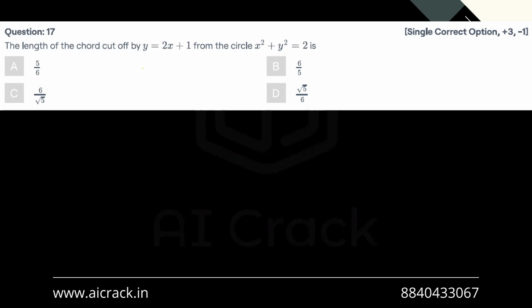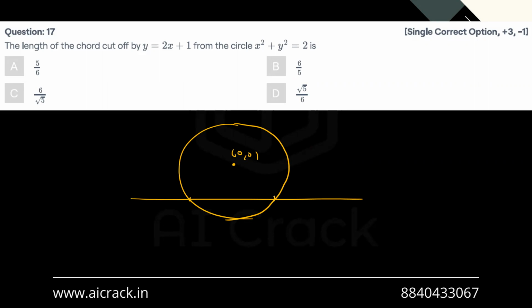Now let's look at question number 17. The length of chord cut off by y equals 2x plus 1 from the circle x square plus y square equals 2. Basically, we have a circle over here, right? And its center is at 0, 0 because it's a standard circle. And we know that radius is root 2 over here. Now we have to find out this length of chord. So how to do it?